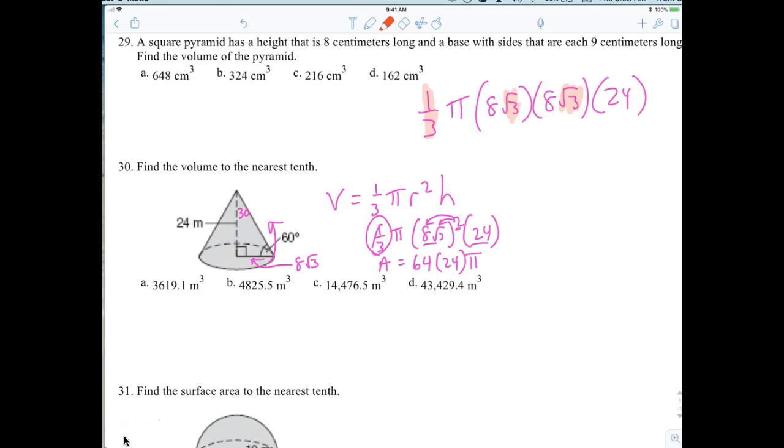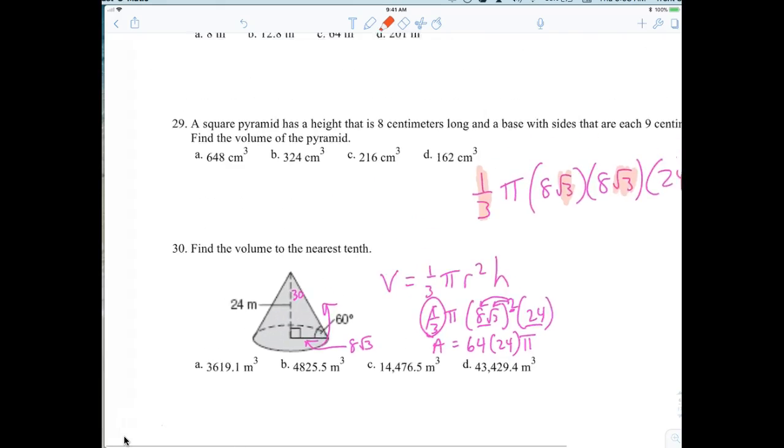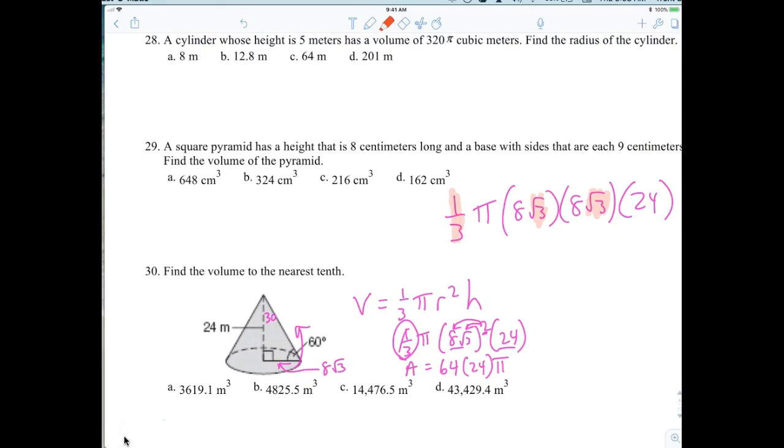Is that A supposed to be a B? Why does it say area? Why is it A equals 8 radical 4? Because, oh, wait, it's meant to be a B. Okay. All right. What did you want again?